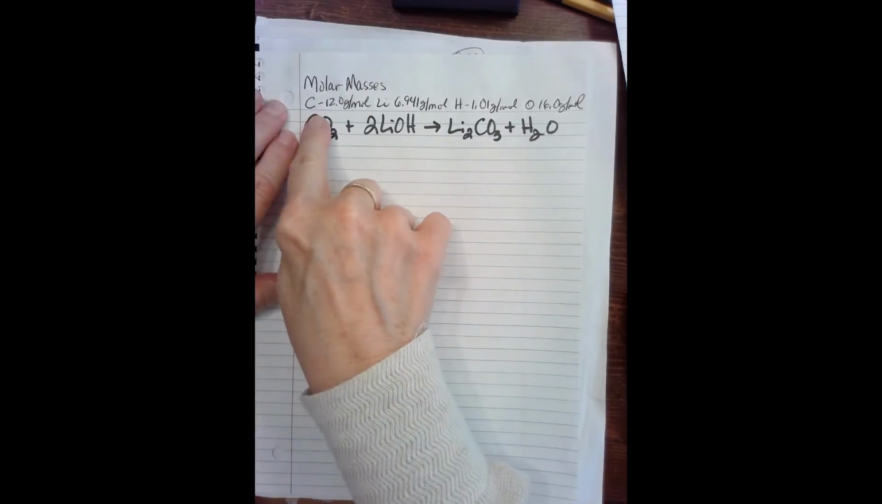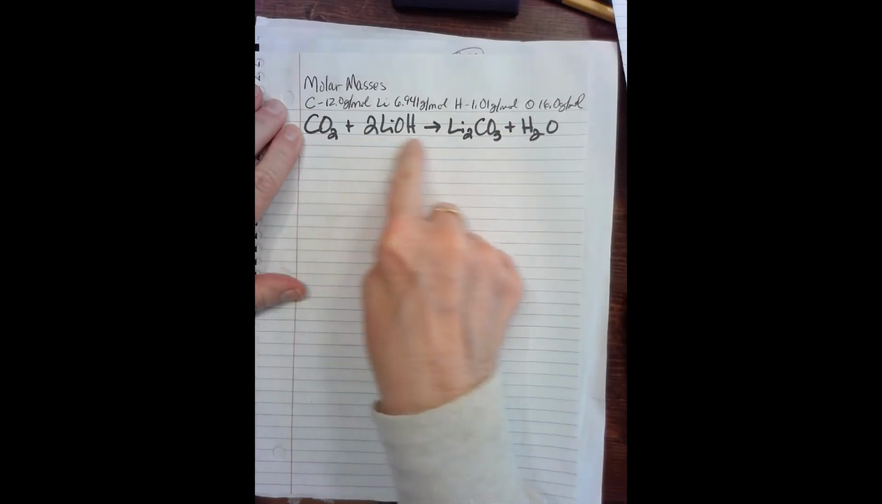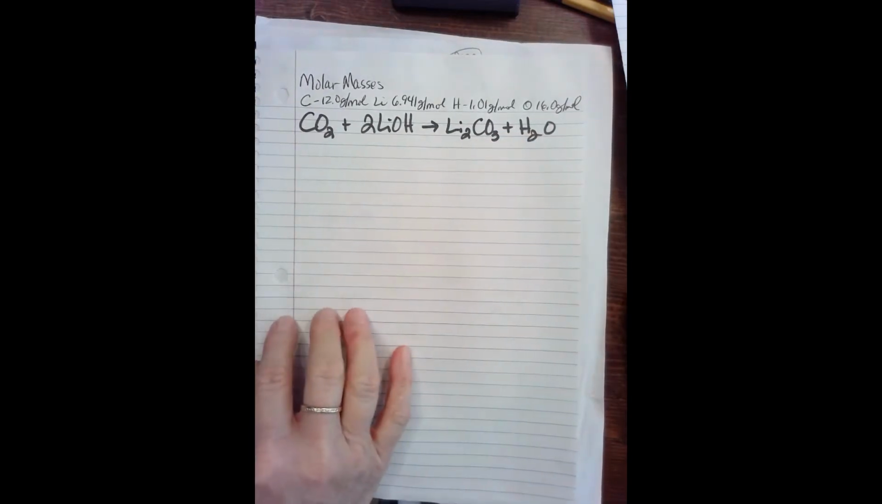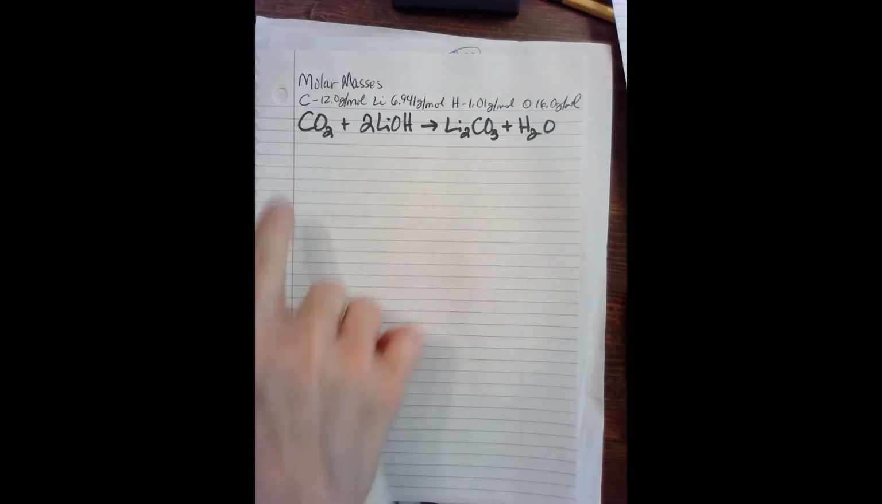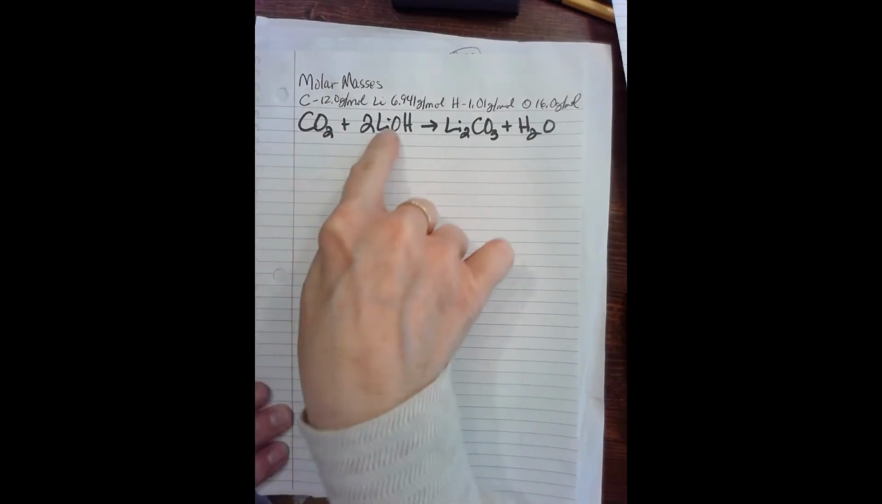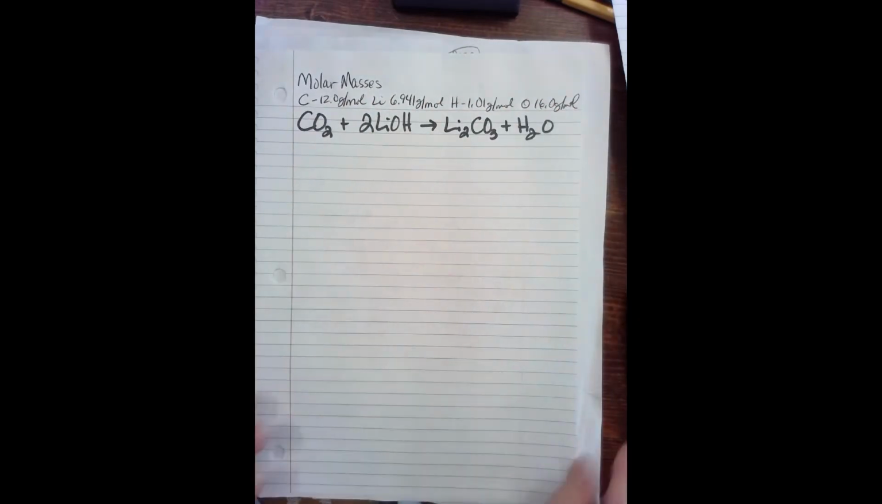All right, you'll notice that one of the things I've done here is I've written the molar masses for the elements involved here. You'll actually see that on your test so that you don't have to go to a periodic table. Now, you will have to calculate this molar mass and this molar mass, but the numbers will be right here for you, and you'll find those on your test as well.